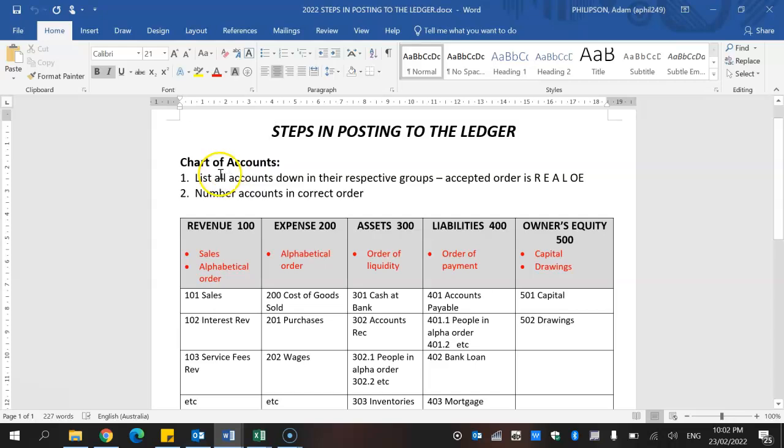Okay, chart of accounts is our first step. List all of the accounts in their respective groups. Okay, and the accepted order is revenue, expenses, assets, liabilities, and owner's equity. And we have a numbering system. We make the revenues 100, expenses 200, assets 300, liabilities 400, owner's equity 500.